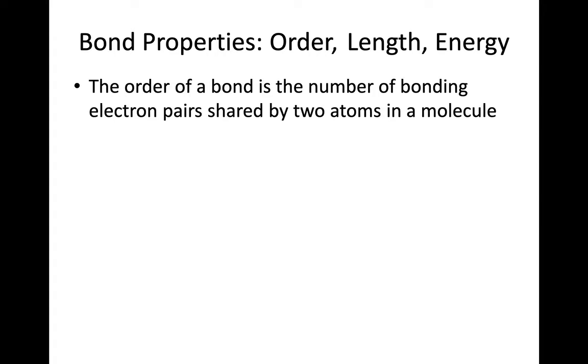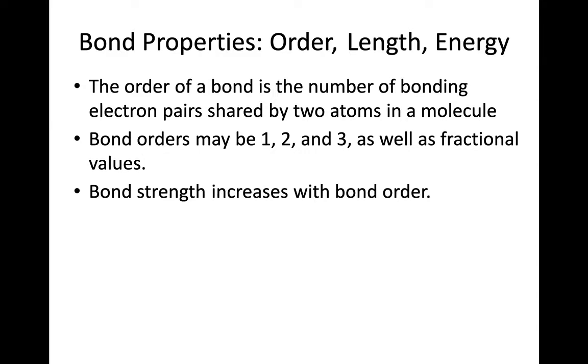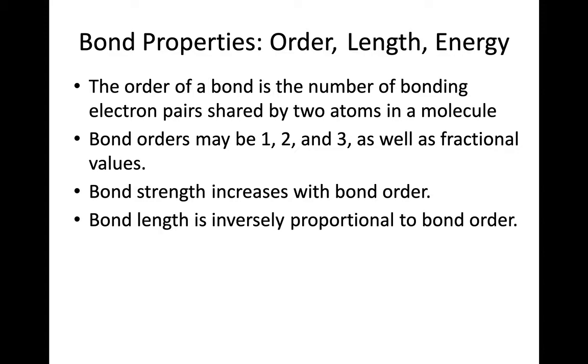A couple other properties of bonds. We briefly talked about the order of a bond. This doesn't come up too much, but if it does, it's not too difficult to figure out. It's just the number of bonding electron pairs shared by two atoms in the molecule. So the number of bonds. Typically they are integers, but it is possible to have fractional values when we have resonance structures. Bond order is useful because bond strength increases with bond order. We know this intuitively if we think about it. Single bonds are weaker than double bonds, which are weaker than triple bonds.